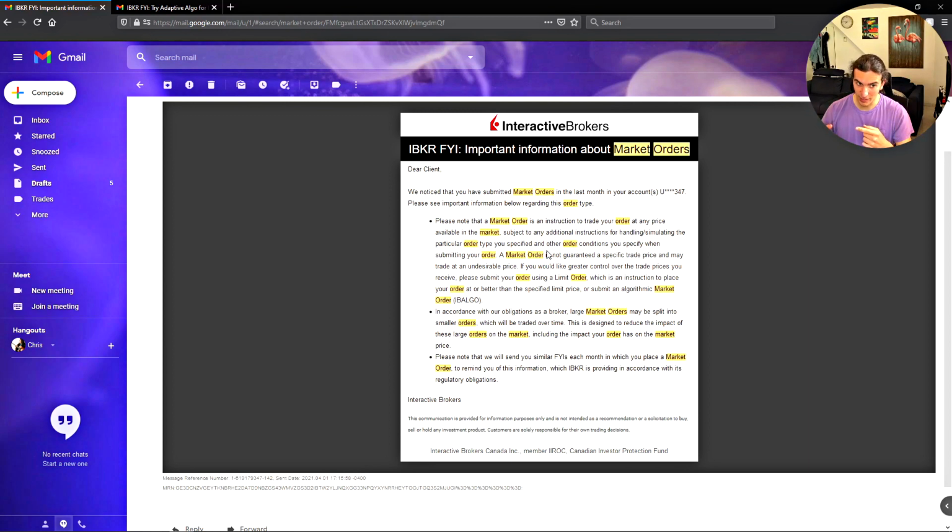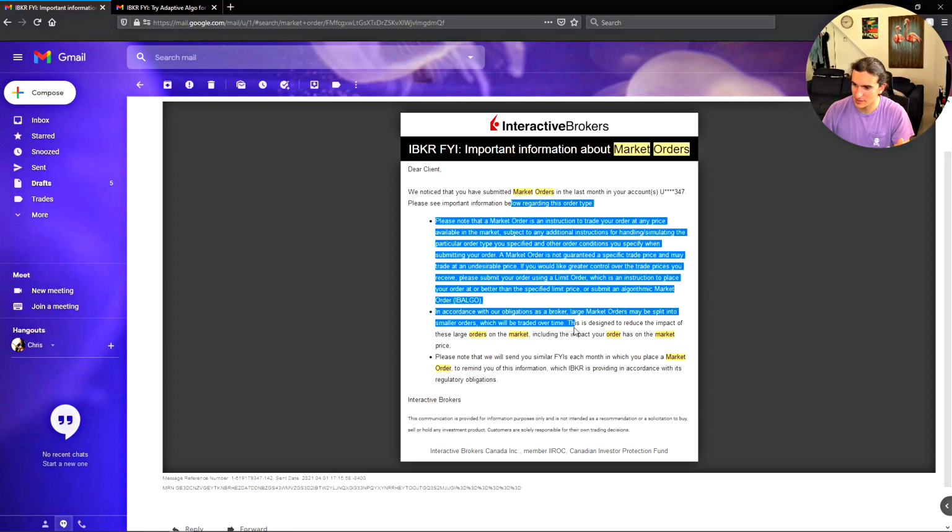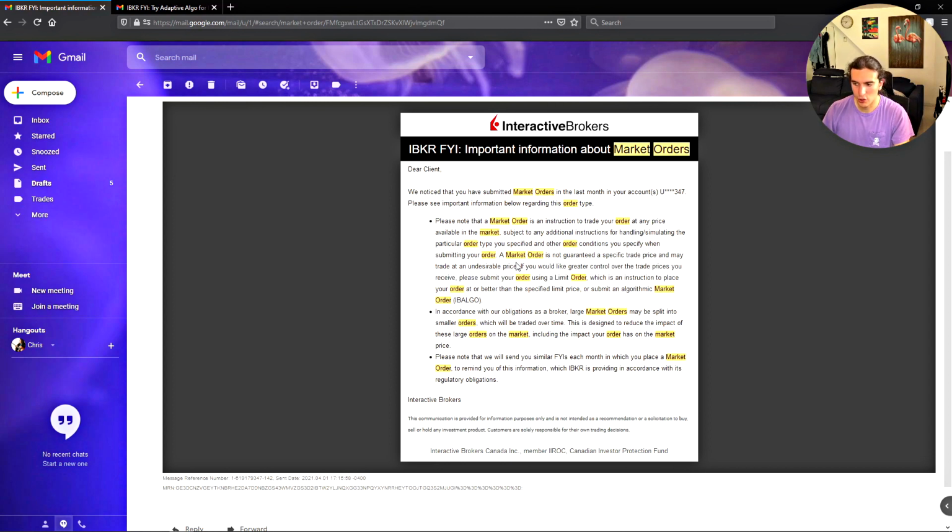Now, is that what they're doing? I don't know. Okay, so you guys know that a market order is not a guaranteed trade price. So they do tell you, if you would like greater control over the prices you trade, please submit your order using a limit order, which is an instruction to trade at the price you select, or better. Or better, that makes no sense, because if I submit a limit buy at 76.5, there is no chance that my order can fill at 76.25.